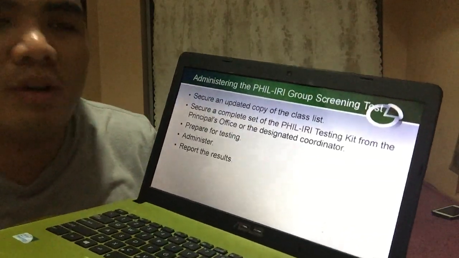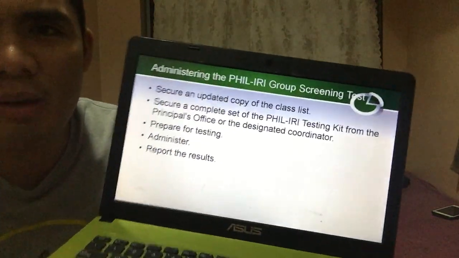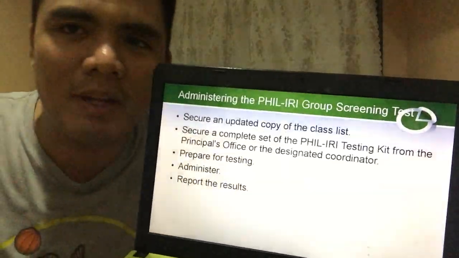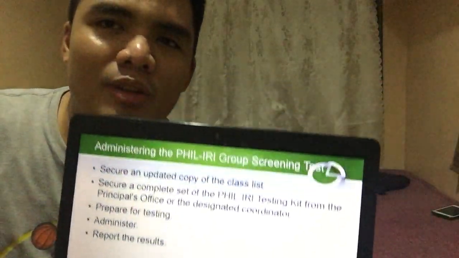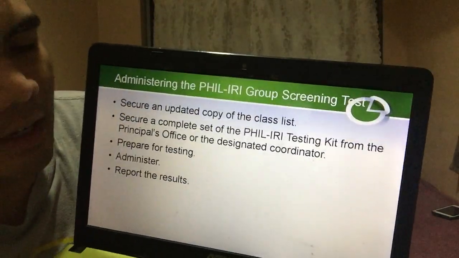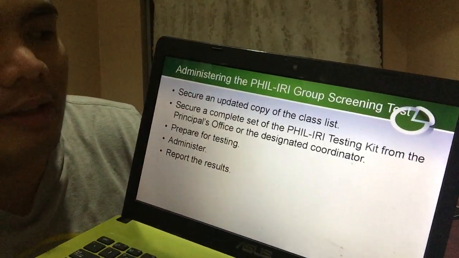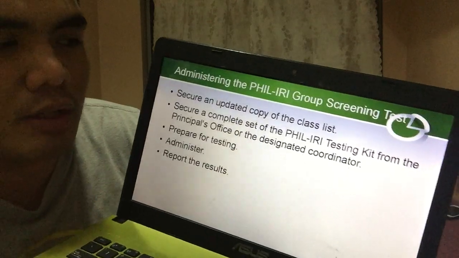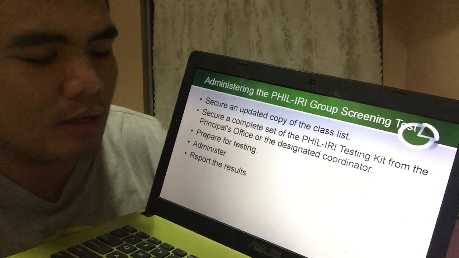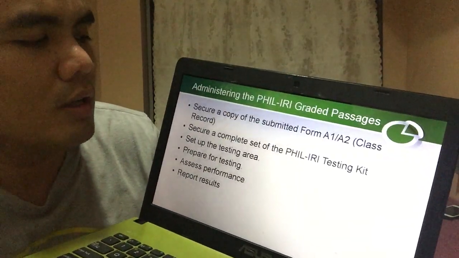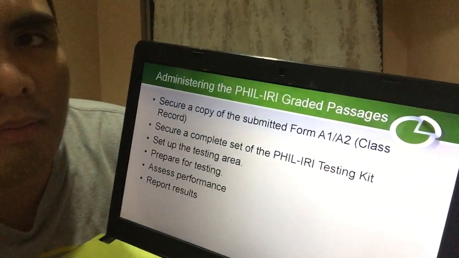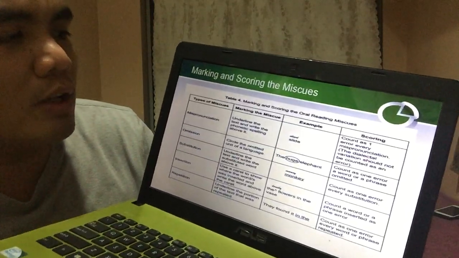Another one is how do you administer. I would like you to see this for yourself. It's just very simple, just like how you would typically administer these types of tests. Like I said, you will have the copy. You have to secure an updated copy of the class list, a complete set of the testing kit, administer the test, and then report the results. And then, of course, you also have the same setup for the graded passages, marking and scoring the miscues.